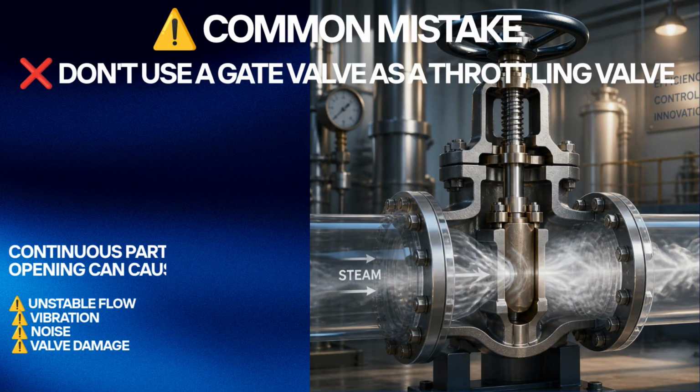One common mistake is using a gate valve for continuous throttling. Gate valves are generally designed for isolation rather than flow regulation. For applications requiring regular flow control, a suitable control or throttling valve should be selected based on the process requirement.